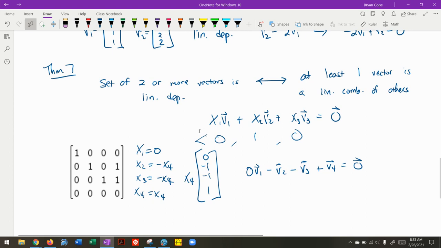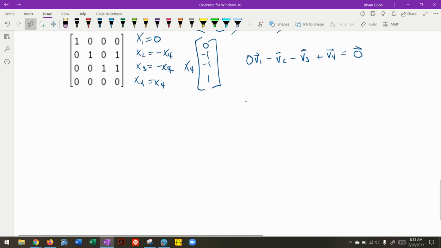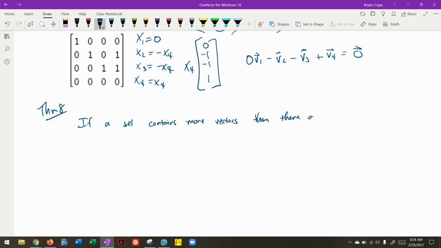Okay, Theorem 8. Theorem 8 says if a set contains more vectors than there are entries in the vectors, then we have a linearly dependent set.